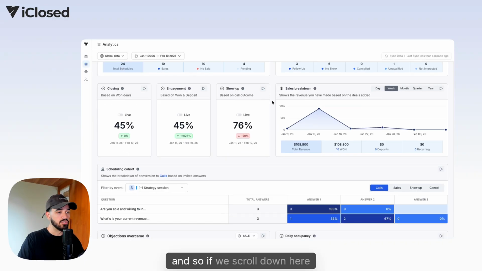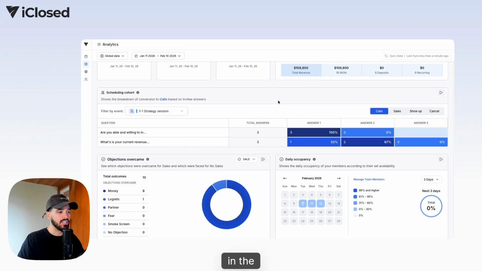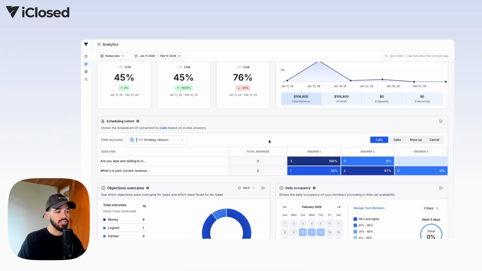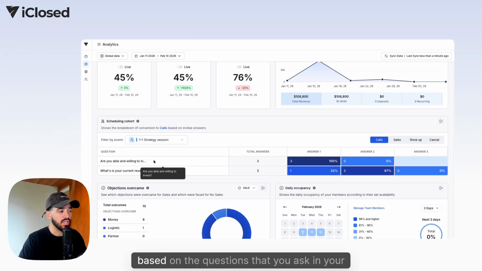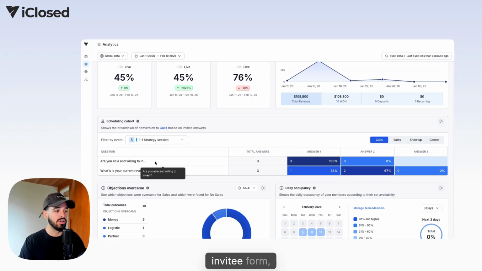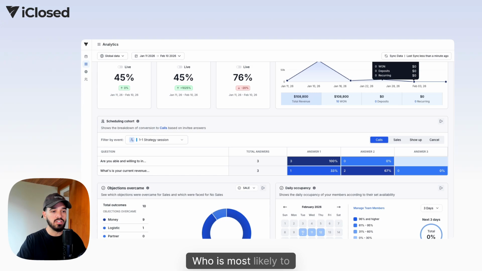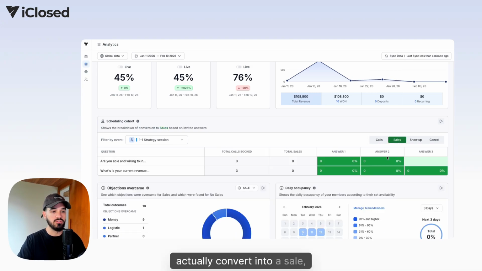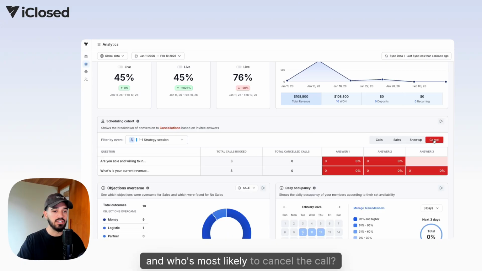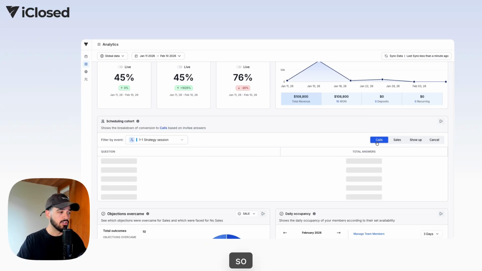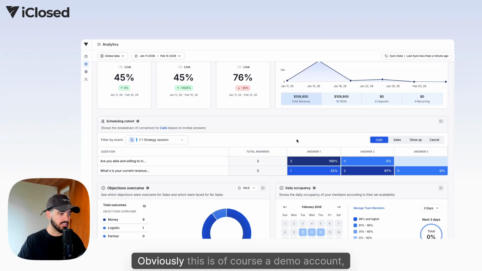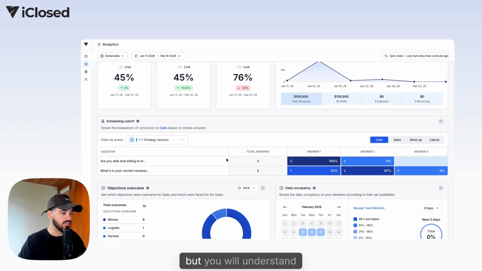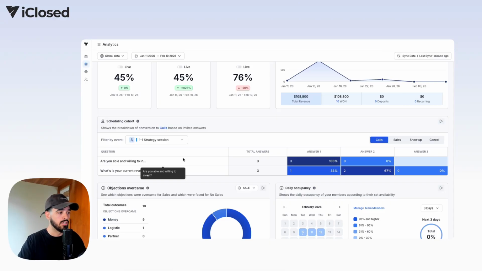Okay. And so if we scroll down here in the scheduling cohort, you will be able to see, based on the questions that you ask in your invitee form, who is most likely to book a call, who is most likely to actually convert into a sale, who's most likely to show up, and who's most likely to cancel the call. Okay, so let's just go back to calls. Obviously, this is, of course, a demo account, but you will understand the sort of workflow for you to complete.